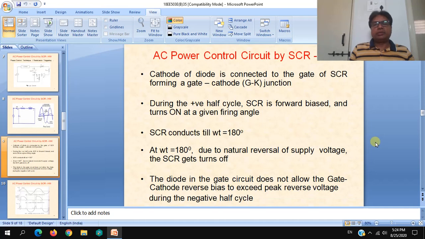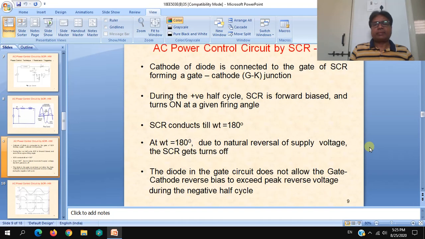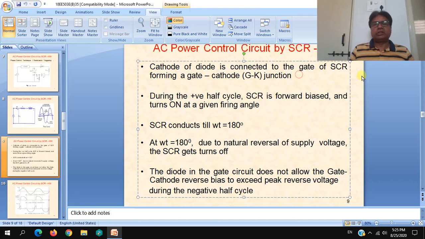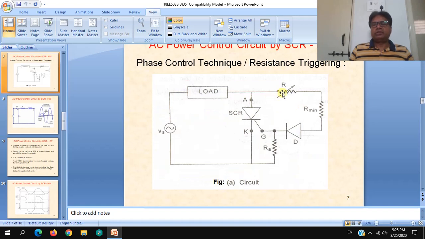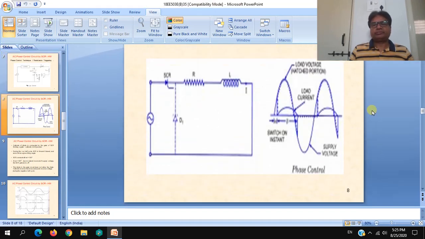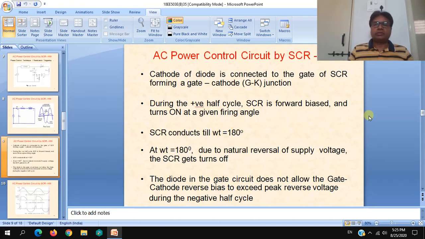The same thing is explained here for the circuit which we have seen. The cathode of the diode is connected to the gate of the SCR, forming a gate cathode junction. During the positive half cycle, the SCR is forward biased and turns on at a given firing angle, which depends on the adjustment value of this variable resistance. Once fired from the angle alpha till 180 degrees, the SCR will conduct, considering that the load is resistive.